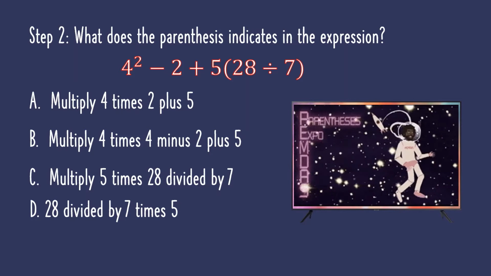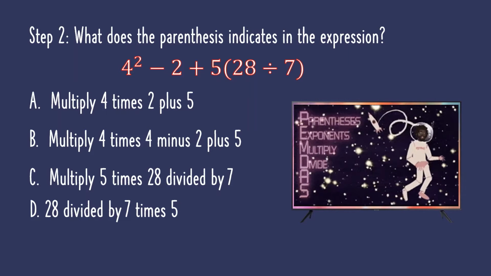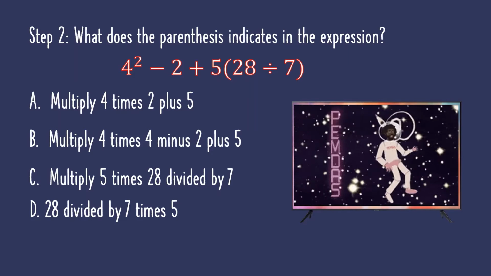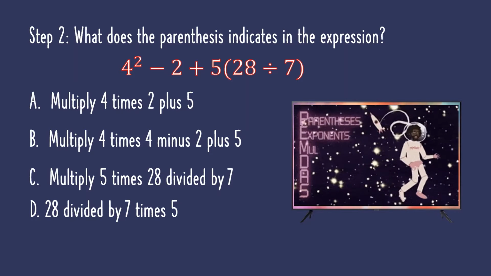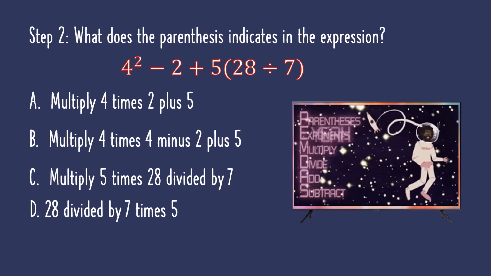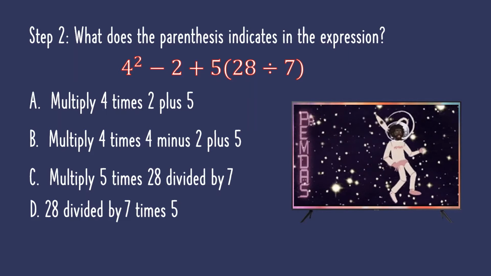When we look at the parentheses, we always work inside out. So our initial operation would be to divide 28 by 7 before we move any further.